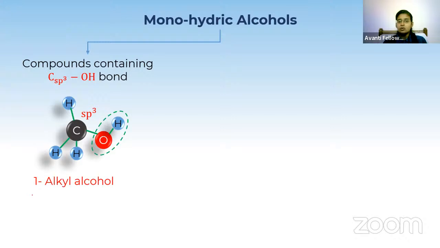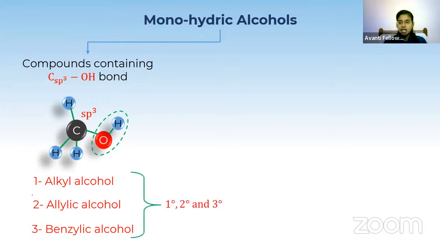Now, this sp3 hybridized system itself has three types. One is alkyl alcohol, the second is allyl alcohol, and the third is benzyl alcohol. Each will have primary, secondary, and tertiary alcohol. In the haloalkanes and haloarenes lesson we studied what is meant by primary, secondary, and tertiary, so here also I will try to explain. But first of all, let's complete this classification. So this is all about the sp3 hybridized system and its classification.